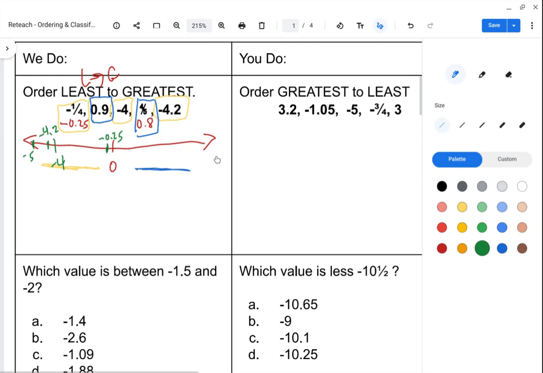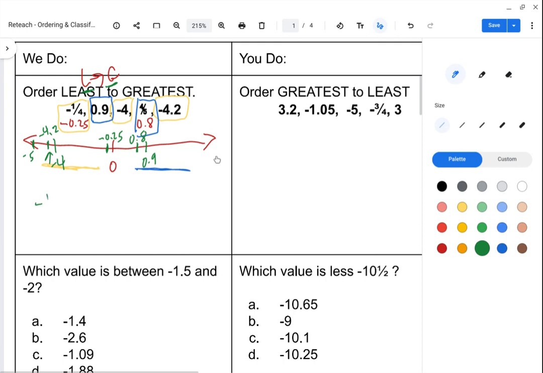And then as I'm doing the positives, I have 9/10 and 4/5, which is 8/10. Now 8/10 is smaller than 9/10, so it would be before. And then when you list them, remember that you put them back in the form that they were first written in. So again, I'm paying attention. It says least to greatest. So I know the least is going to be the first one, the furthest to the left. So that would be this one.